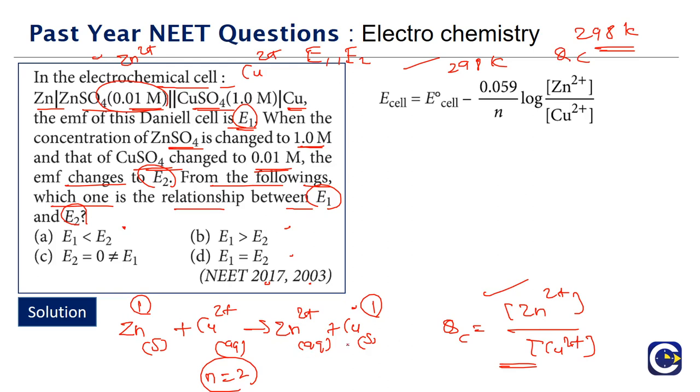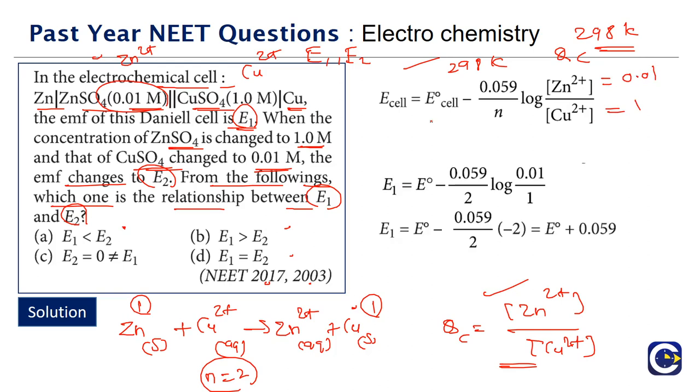Now in this expression, if you substitute zinc 2 plus as 0.01 and copper as 1, that is our E1 value, isn't it? So what is our E1 value going to be? E0 minus 0.059 by n, where n is 2, into log of 0.01, that is the Zn2 plus concentration, by 1. 0.01 means 10 power minus 2. Log of 10 power minus 2 is minus 2. So minus minus is cancelled, and the 2 is cancelled.